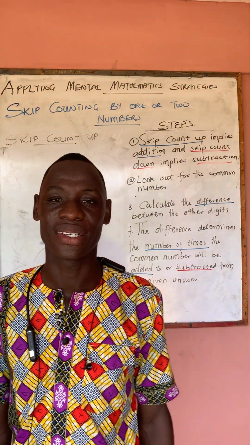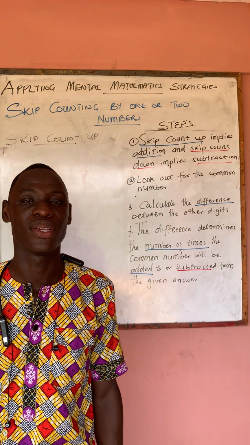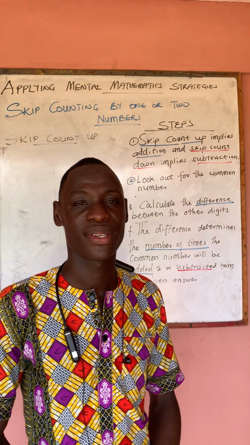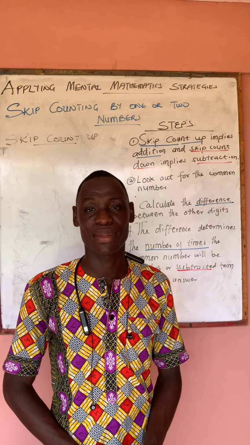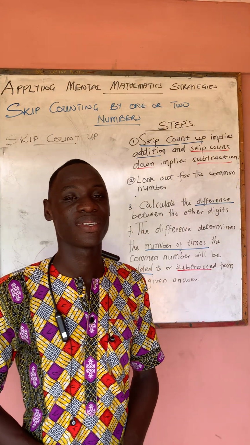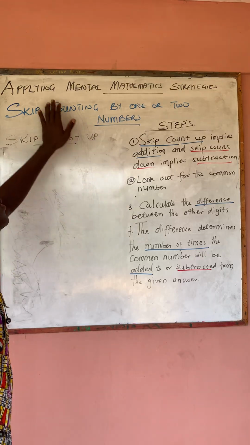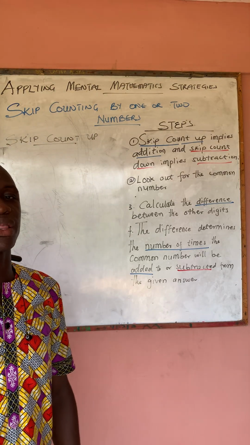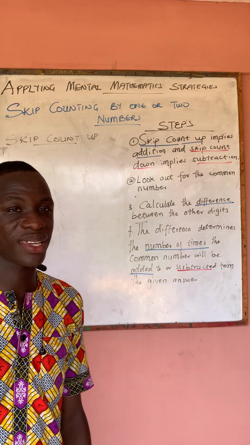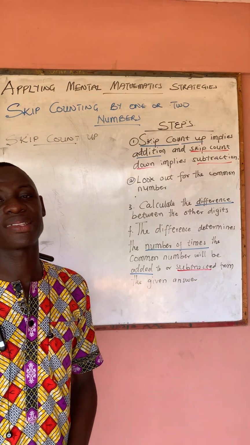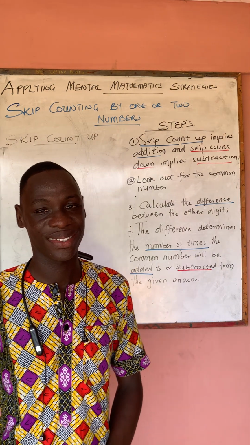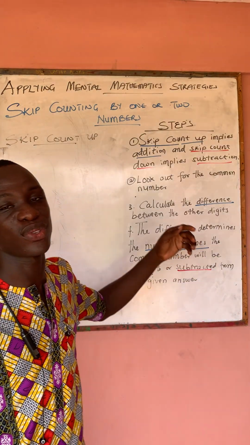This is the channel that is dedicated to ensuring that learners understand the basic concepts of mathematics so that we can together say that mathematics is the easiest subject ever to be taught in schools. Today, we are looking at applying mental mathematics strategies. In mathematics, and with multiplication, there are some strategies that are used when multiplying numbers. That makes mathematics so easy. Let me consider a part of it today.